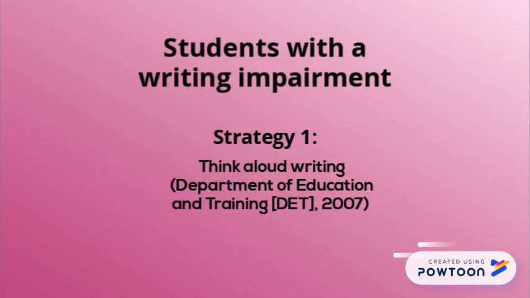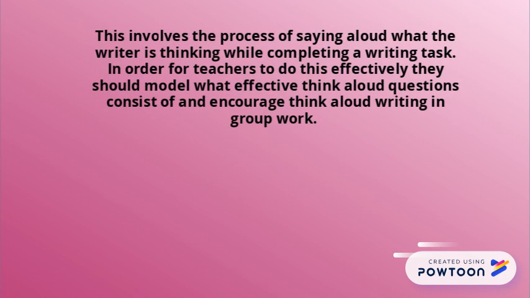Students with a writing impairment. Strategy 1. Think aloud writing. This involves the process of saying aloud what the writer is thinking while completing the writing task. In order for teachers to do this effectively, they should model what effective think aloud questions consist of and encourage think aloud writing in group work.